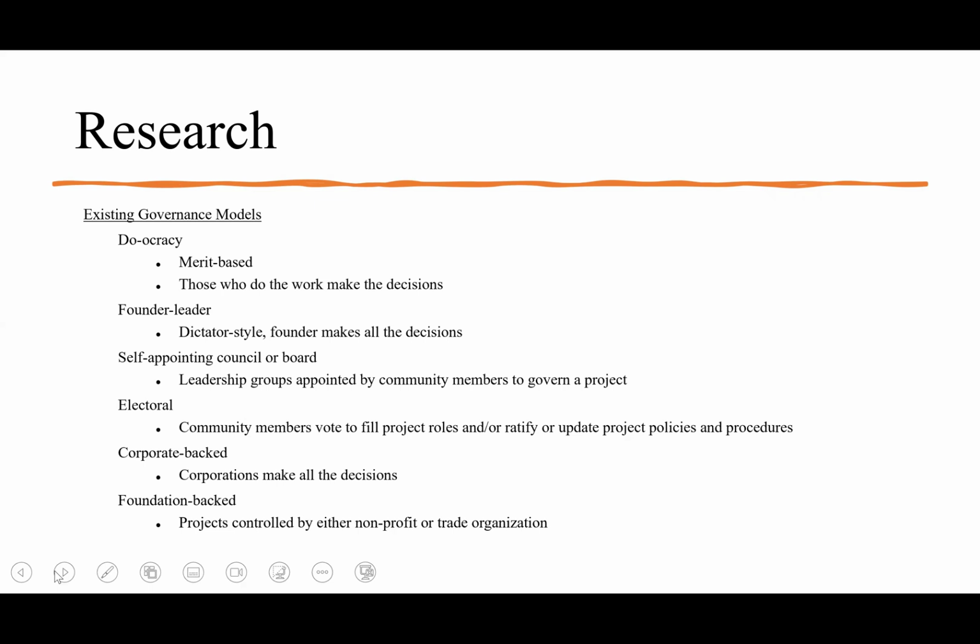The next one is the electoral model. Under the electoral model, decisions relating to a project are made using elections where people vote to fill project roles or update project policies and procedures.